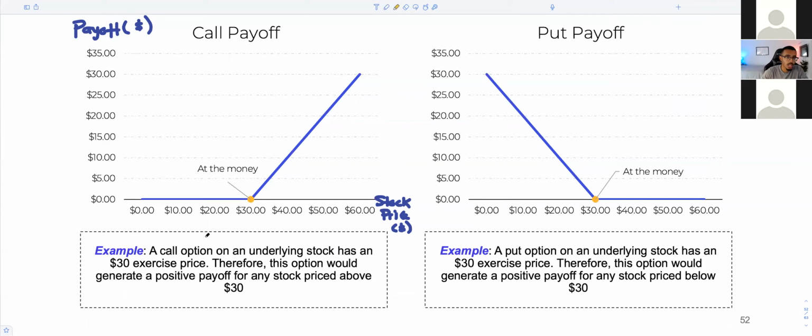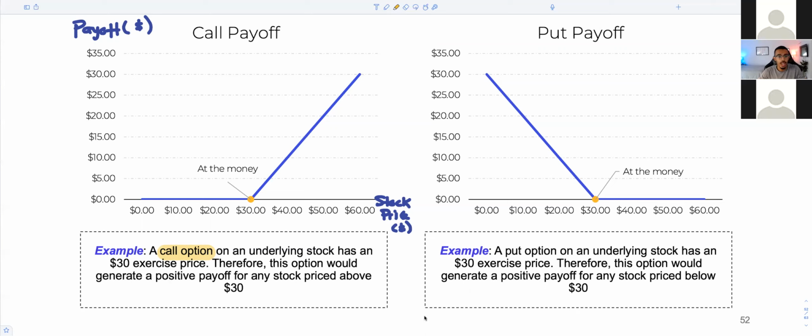Let's assume that we're dealing with a call option. Could somebody tell me in the chat, what is a call option again? Does that give us the right to buy or to sell? What is a call again? Exactly, it's to buy. So a call option gives you the opportunity to buy something at a specific price.